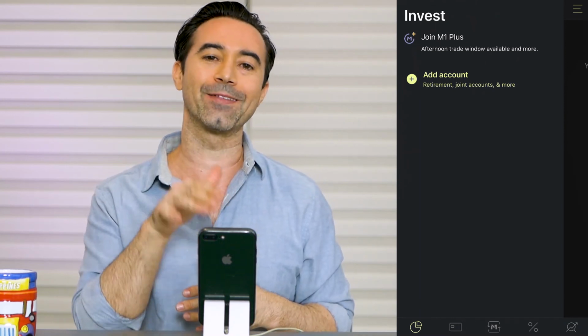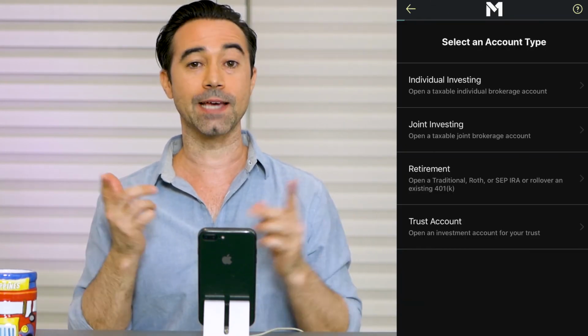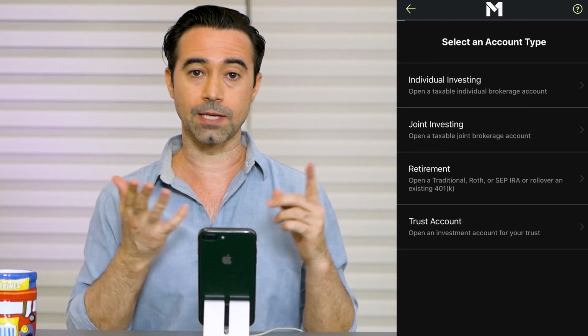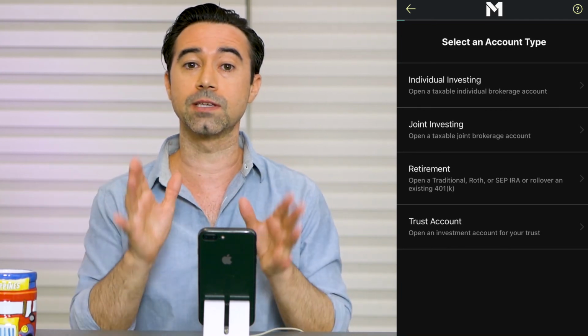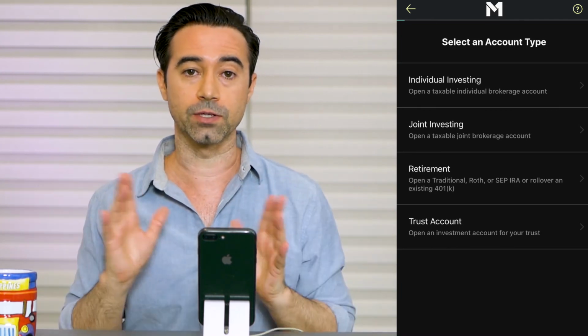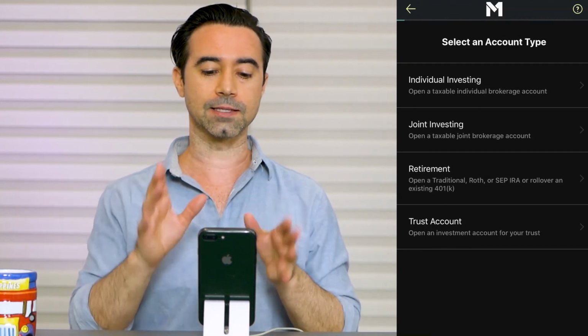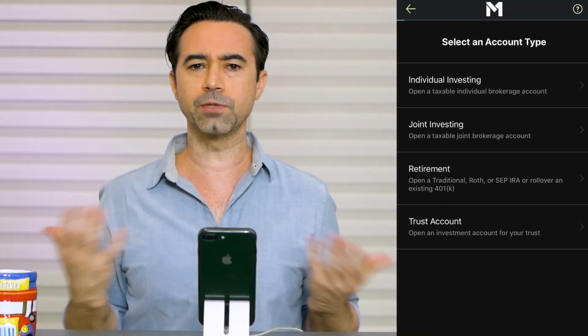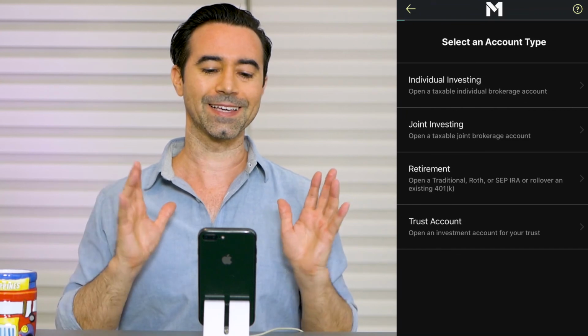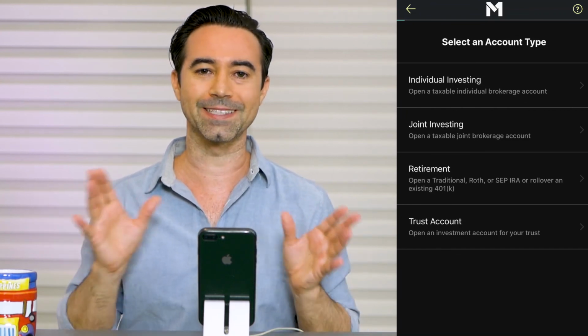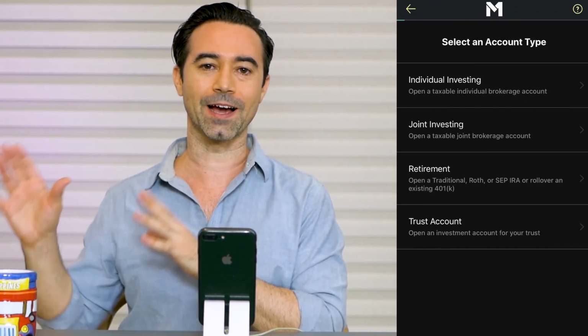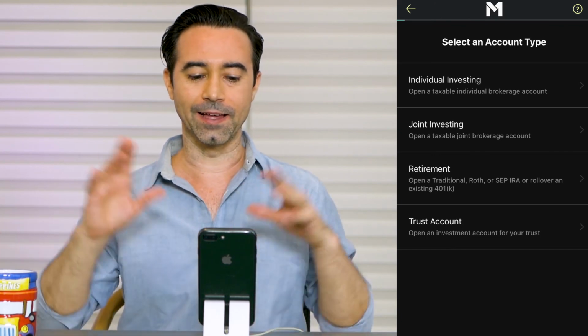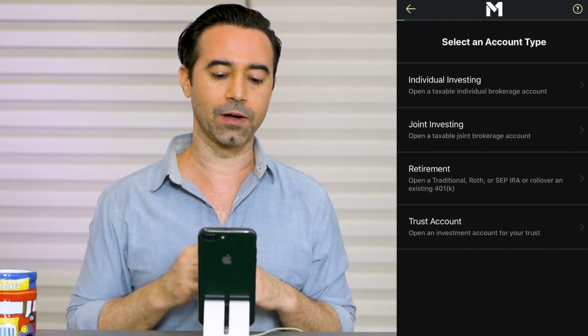Then there's the account that I need. So do you need a retirement account? Do you need some other type of a specialty account for yourself, like a joint account or something like that with a spouse? So that's gonna be up to you. For me, I'm just going with a taxable brokerage account. That's like a simple account. There's no limits. I can put money in. When I sell a stock, I pay capital gains on it, and pretty easy stuff.